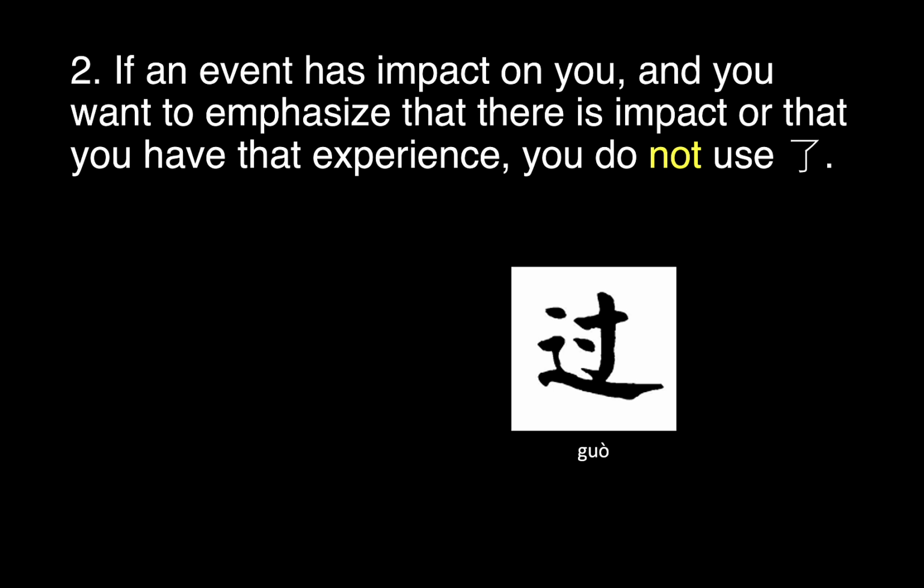Okay, now if an event has impact on you and you want to emphasize that there's impact or that you have that experience, you do not use le in this case, you use 过. So because you're not emphasizing the completion. You're emphasizing the fact that you have that experience. So in this case, you use 过, you do not use le. For example, 我去过中国. That means you have the experience of going to China and coming back. That means implicitly we know that you have the experience of being in China. You know what China looks like.